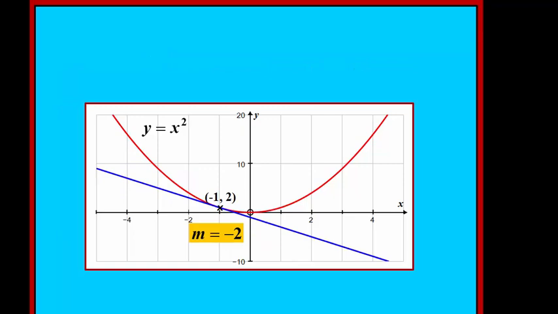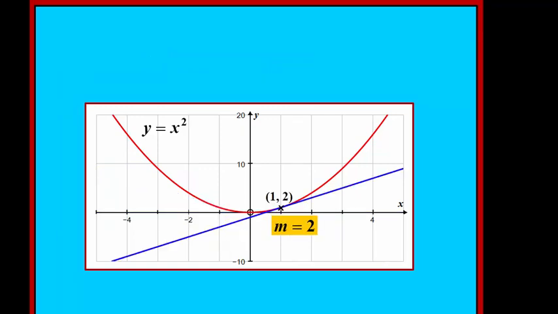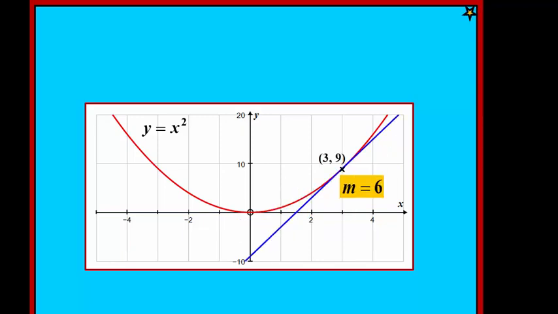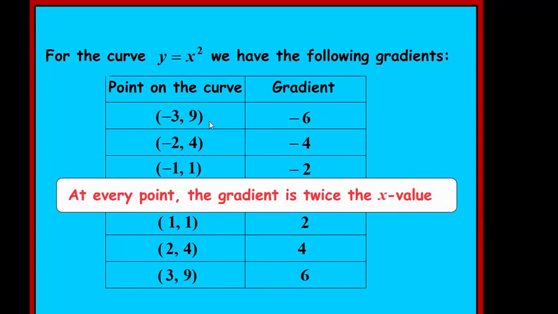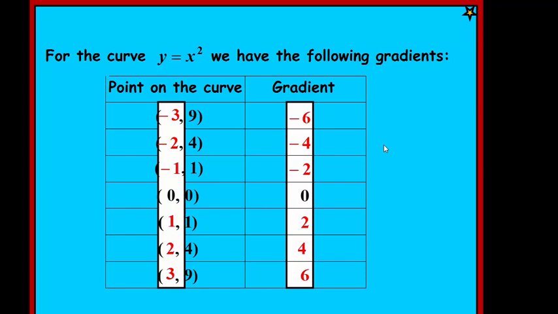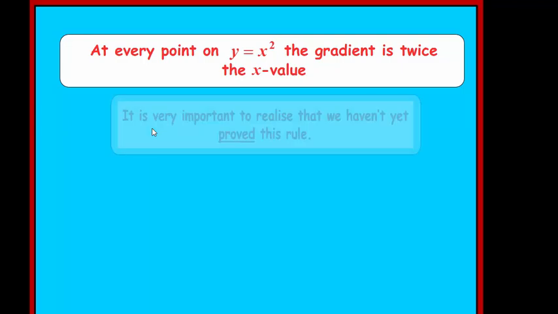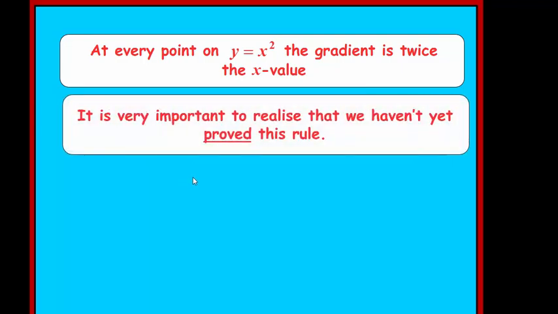A few samples here, different gradients at different points. If we make a table of those gradients, we get this. And notice that if we look at the x value, the gradient is always twice the x value. So we haven't proved anything yet, but we've noticed that the gradient is twice the x value at a number of points on the curve y equals x squared. And as yet we found nothing to disprove that. We found no points where that isn't the case.